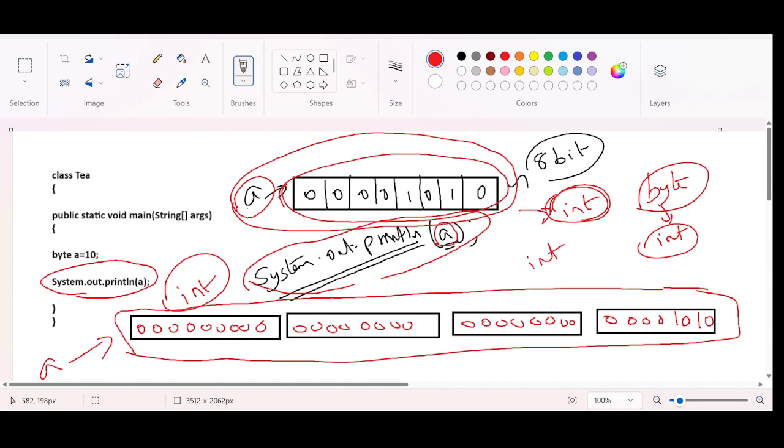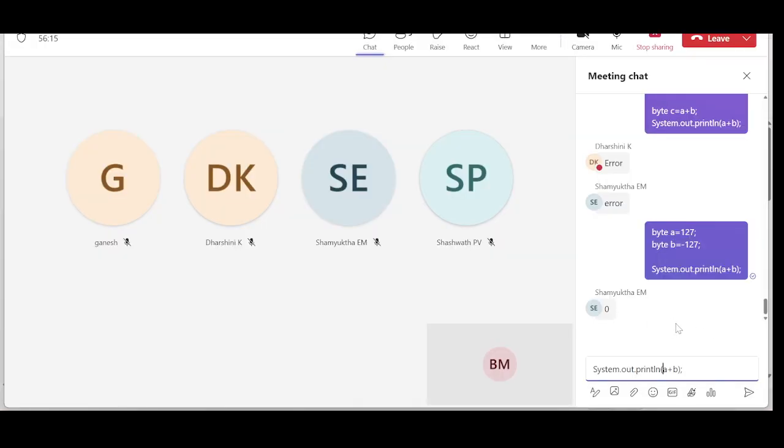First is its default value, and its size, then its range, and whether it is signed or unsigned. Java says that this byte data type is a signed data type, meaning you are eligible to store negative numbers as well. How is that possible? We have seen those things in the previous classes about bit manipulations. Making sense? Any doubts on this? Please feel free to ask any doubts.